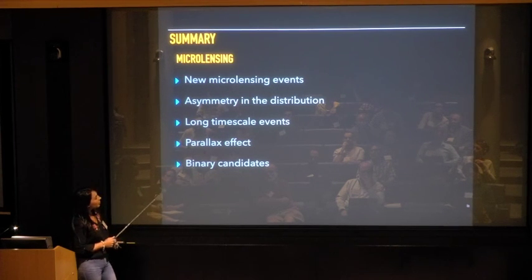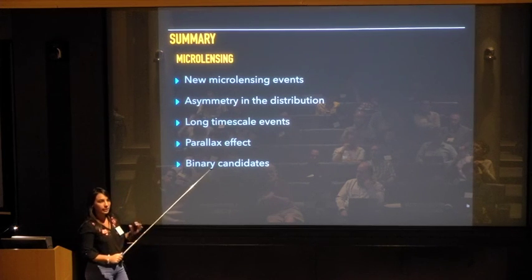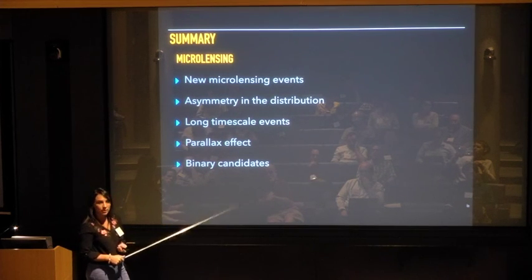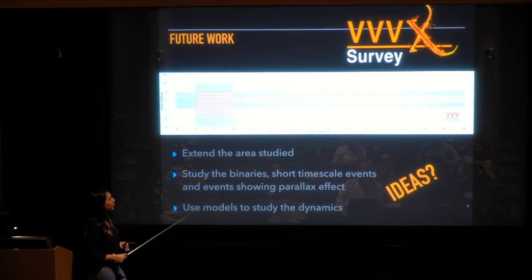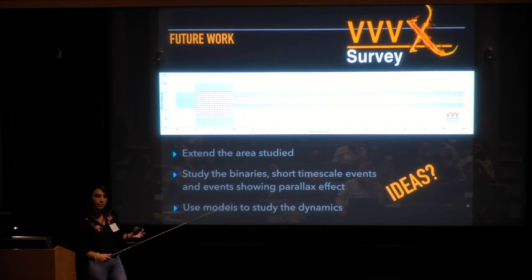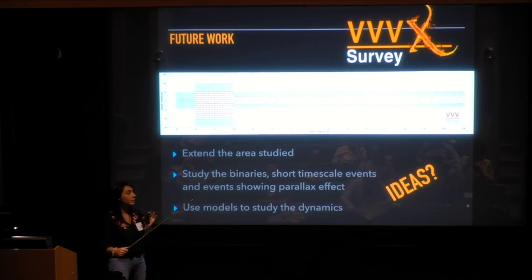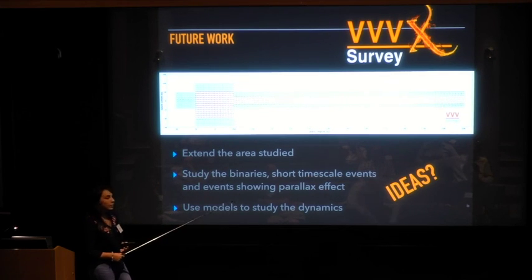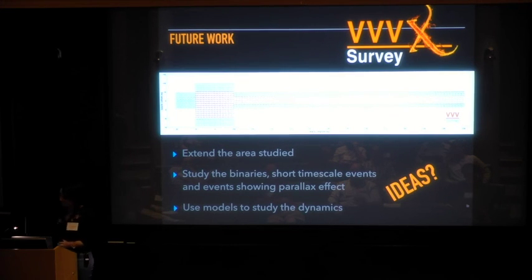We found a new microlensing event because it was a new area. We found asymmetry in the distribution, and also we found some long time scale events, some events showing parallax. And for the future, we have VVVX, that is an extension of the VVV survey. It's taking data from 2015 until 2020, so it's taking data now. So it's interesting maybe to follow some long time scale events, or if you have any idea, it's very welcome. Thank you.